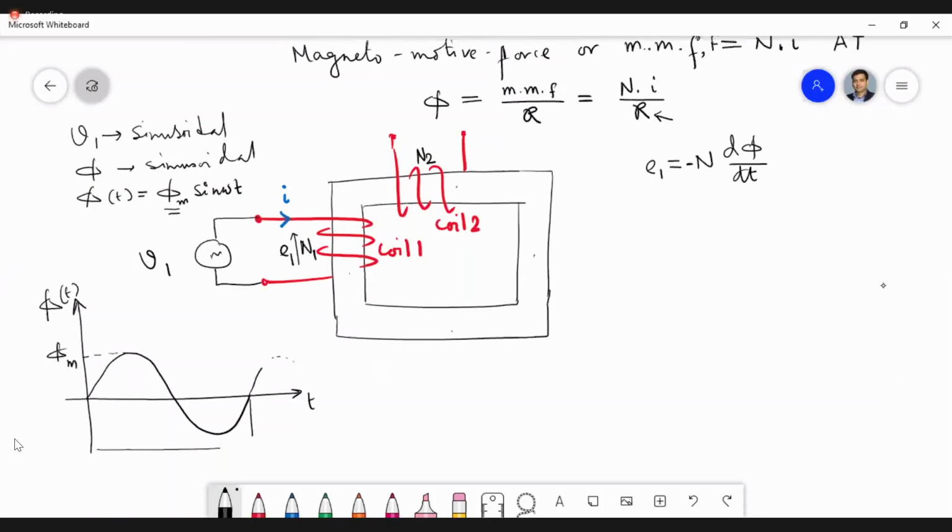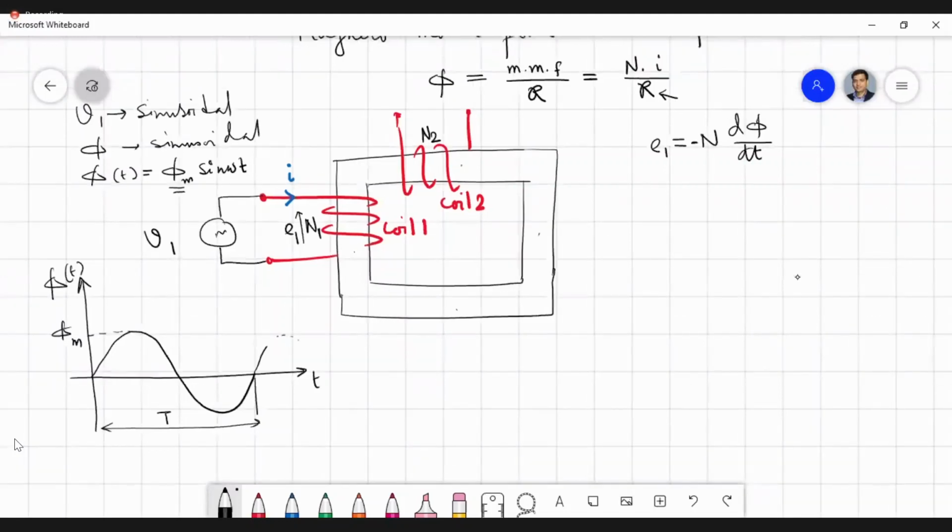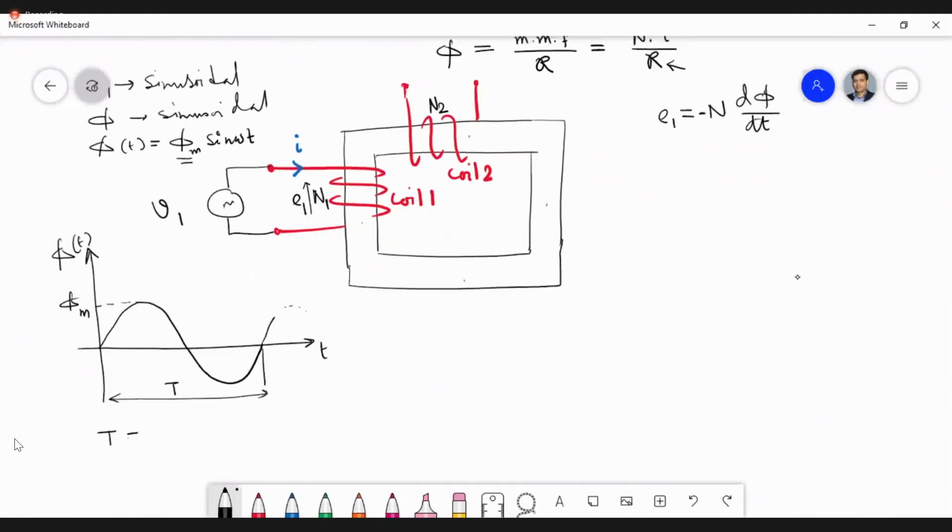And this time period is T. What is T? T equals 1 by f. That means 1 by f means 2 pi by omega. So this is how omega is defined. That means omega is nothing but 2 pi by T.